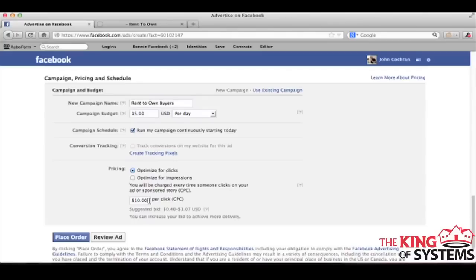Now, I know you've got Huggies on right now because you just wet your pants and said absolutely no way can I pay $10 a click. If I get 100 clicks, are you kidding me? How the hell am I even going to stay in business? Well, that's not the way Facebook works.